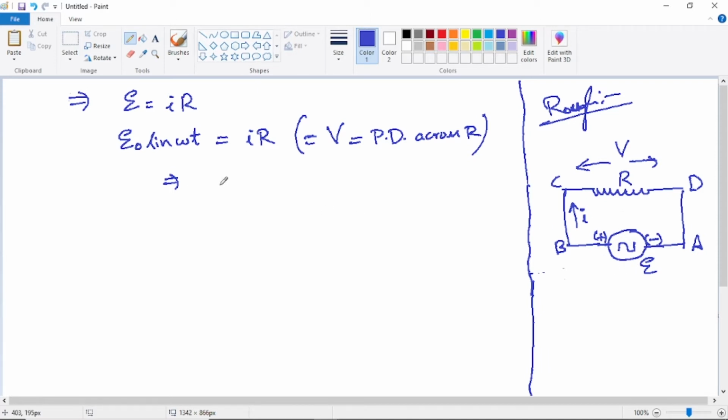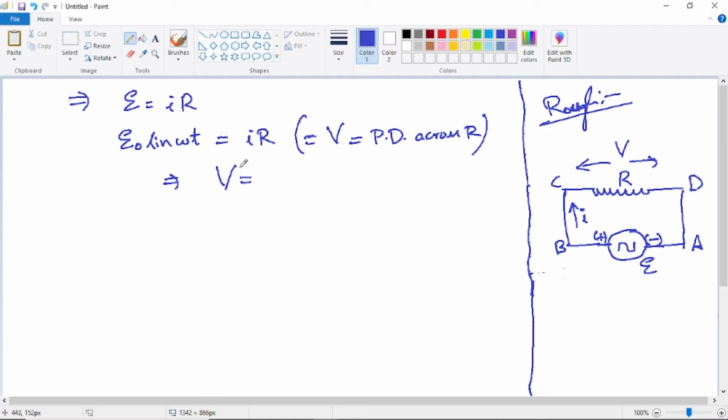So that way we can just take it to be this one. That's the meaning of this: EMF is nothing but potential difference only. From this we are getting another very simple result. The potential difference across the resistor V, which is nothing but IR, is simply nothing but what? E naught sine omega t.